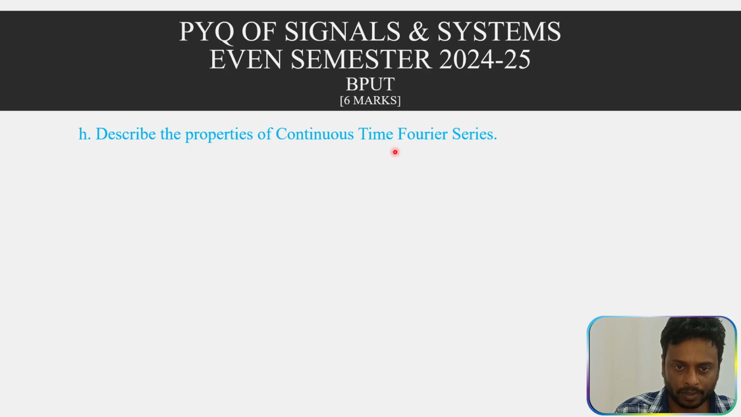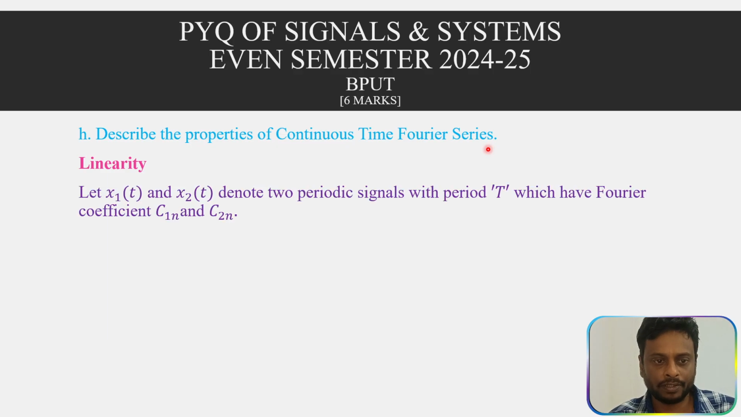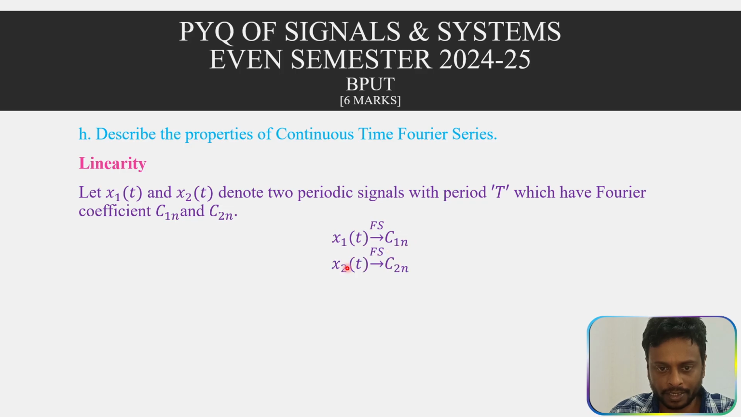Describe the properties of continuous time Fourier series. So you have to describe all the properties of continuous time Fourier series. The first property is linearity. If x1 of t and x2 of t denote two periodic signals with period T, with Fourier coefficients C1n and C2n, then in case of the linearity property, a x1 of t plus b x2 of t, the Fourier series coefficients will be a C1n plus b C2n.